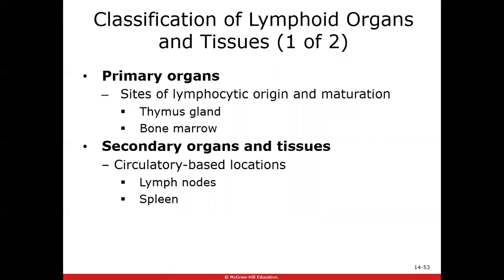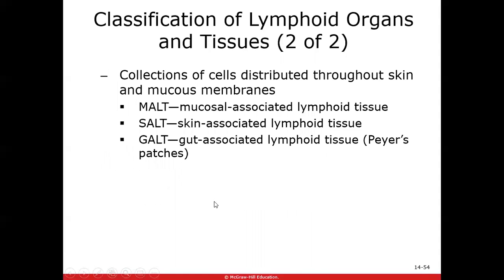So classification of lymphoid organs. The primary organs are sites of lymphatic origin and maturation. So you have the thymus gland and the bone marrow. Those are primary organs in the lymphatic system. Secondary organs are circulatory-based locations like lymph nodes and the spleen. These are mucosal-associated lymphoid tissue, skin-associated lymphoid tissue, and gut-associated lymphoid tissue.